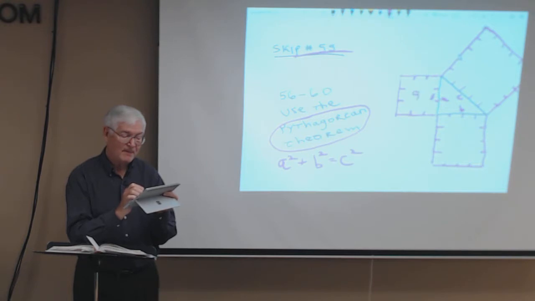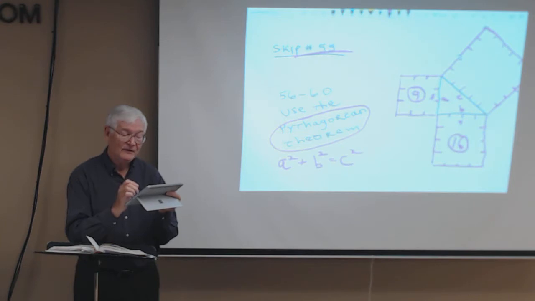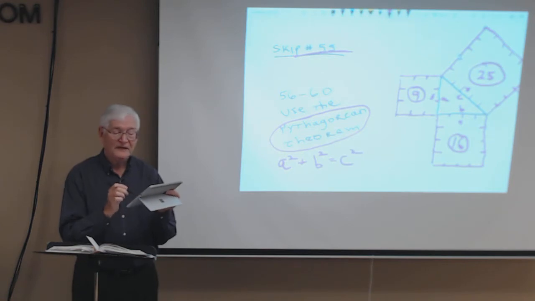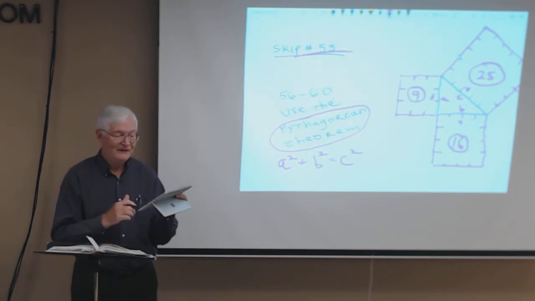What's 3 squared? 9. B is 4. What's 4 squared? 16. C is 5. What's 5 squared? 25. What's 9 plus 16? 25.